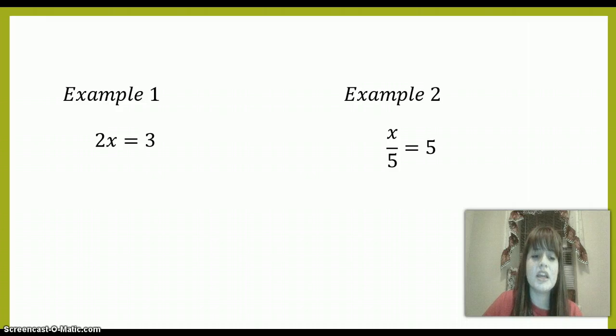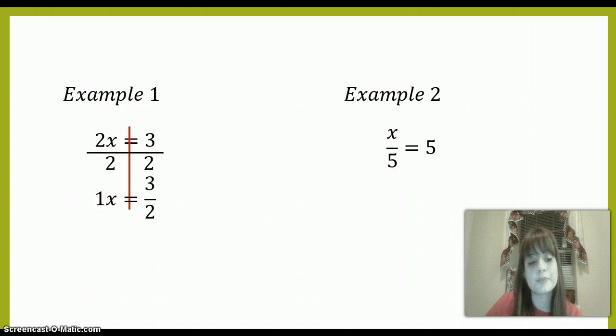Example number one, I have 2x equals 3. Right now, I am multiplying my variable by 2. I want to do the opposite of multiplying by 2, which is to divide by 2. So I start by drawing a line to separate the two sides of my equation. And now I divide both sides, because remember, whatever you do to one side, you have to do to the other side. Now 2 divided by 2 is 1. So I'm left with 1x equals, and 3 divided by 2 is just 3 halves. But 1x is really just the same as saying x. So I have x equals 3 halves.